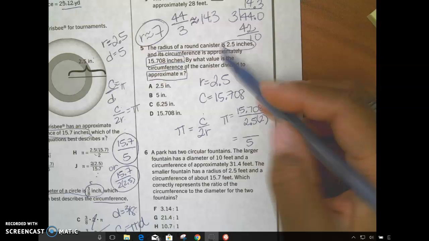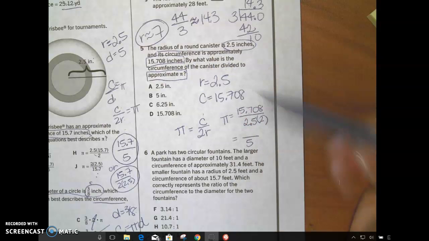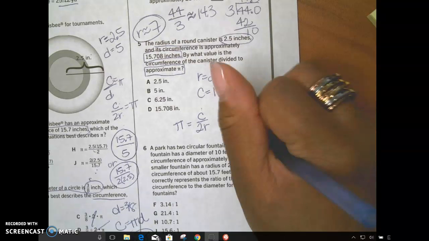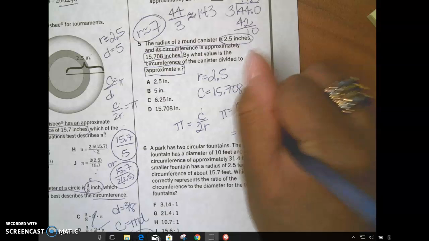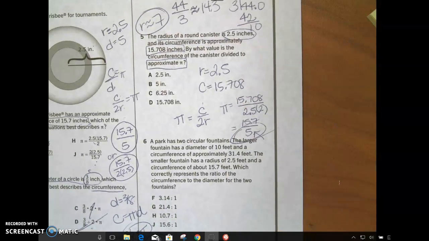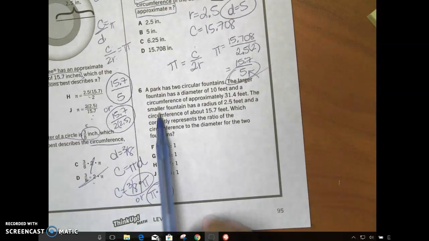Wait, hold on. By what value is the circumference of the canister divided to approximate pi? What did we just change it to? To 5. I was doing a little bit more work than I needed to. So what's my answer? 5. I need 2 radii. How much are we doing after this? As much as possible, especially on the back.